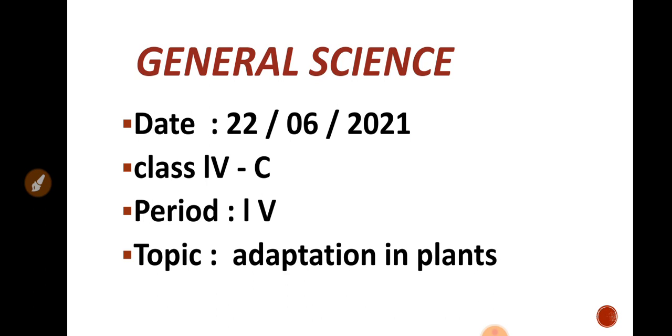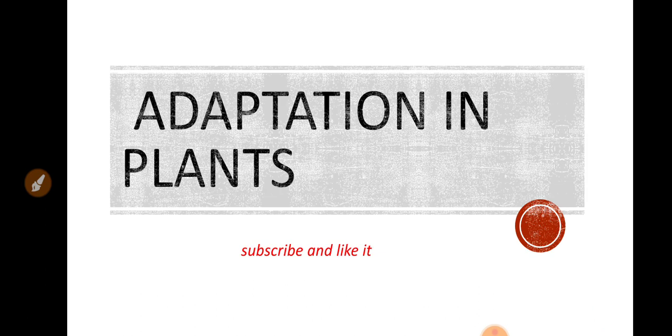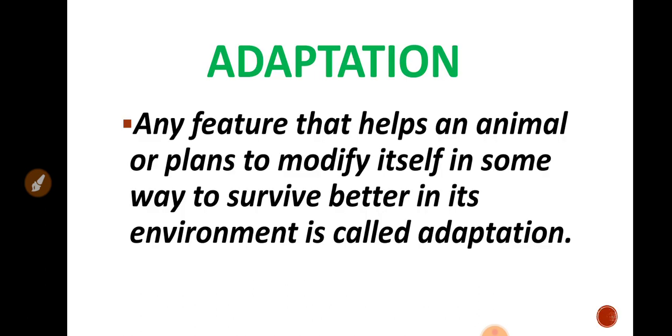Chapter name is adaptation in plants. Dear students, in previous classes we have discussed the adaptation. Once again, I am going to give the definition of the adaptation. Adaptation is any feature that helps an animal or plant to modify itself in some way to survive better in its environment.